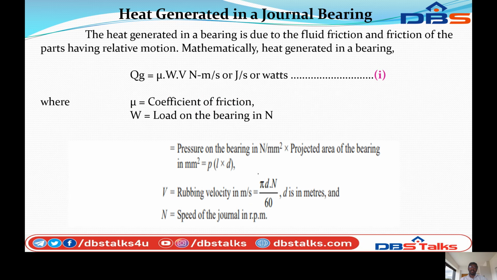Next, heat generated in the journal bearing. The heat generated in the bearing is due to the fluid friction and friction of the parts having relative motion. Mathematically, heat generated in the bearing is Qg equals mu W V, in Newton meter per second or joule per second or watts. This is equation number 1, where mu is the coefficient of friction and W is the load on the bearing in Newton.